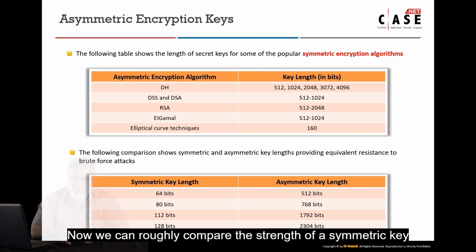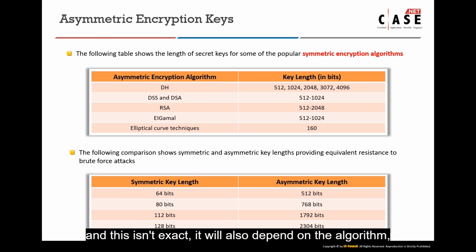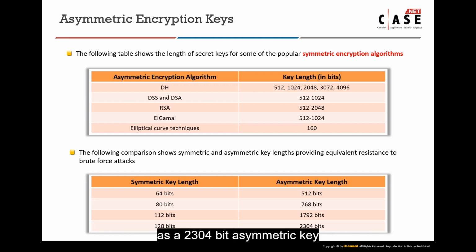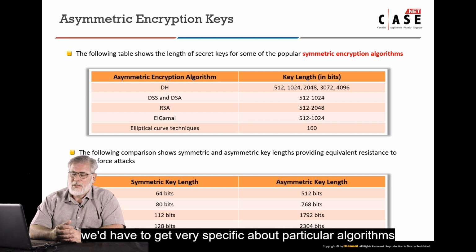Now, we can roughly compare the strength of a symmetric key to the strength of an asymmetric key. And this isn't exact. It will also depend on the algorithm, but this gives you an idea of what I was talking about earlier when I said that symmetric cryptography is always just as secure, but with a smaller key. So you can see here a rough estimate is a 128-bit symmetric key is roughly as strong as a 2304-bit asymmetric key. And again, that's just a general comparison. We'd have to get very specific about particular algorithms to be more exact.